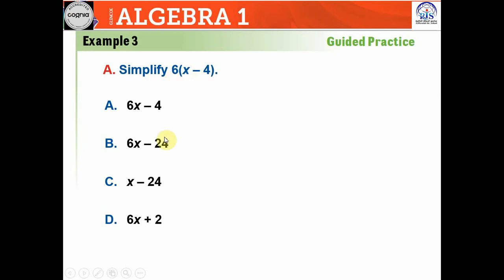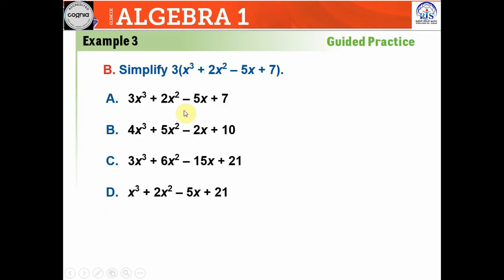6x minus 24. Only you multiply the 6 by x and by 4. The same here, you multiply 3 by every term inside. 3x cubed plus 6x squared minus 15x plus 21.